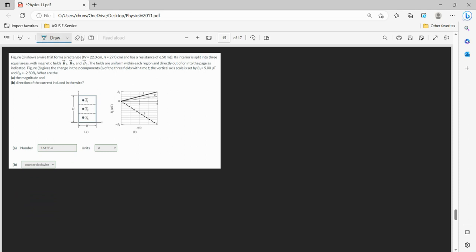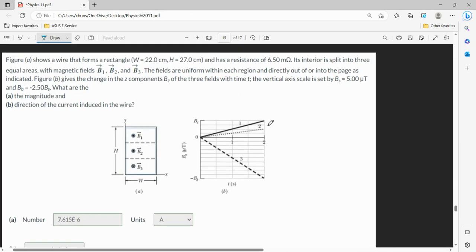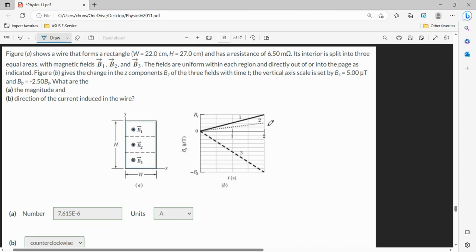Okay, moving on. Need to zoom in for this one. So we have a figure that shows a rectangle, and it's split into 3 equal areas. So the fields are uniform within each region. And we want to find what the magnitude and direction of the induced current is in the wire.